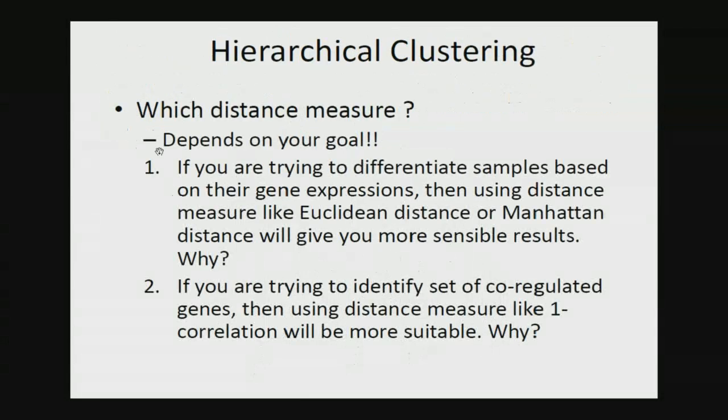Okay. So next, I will talk about what distance measure to use. It really depends on your goal. If you're trying to differentiate samples based on the gene expression values, use distance measures like Euclidean distance or Manhattan distance; they will give you more sensible results. Why? I will show you why, okay? And second, if you want to identify a set of co-regulated genes, then using measures like 1 minus correlation will be more suitable.